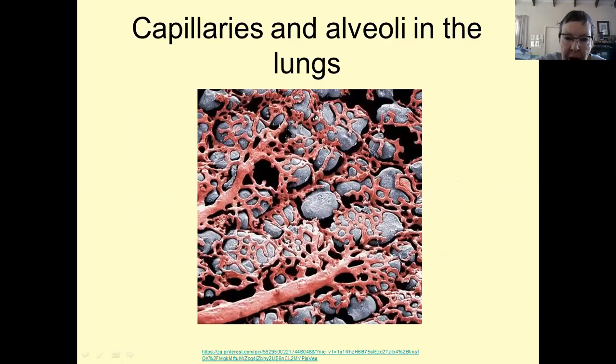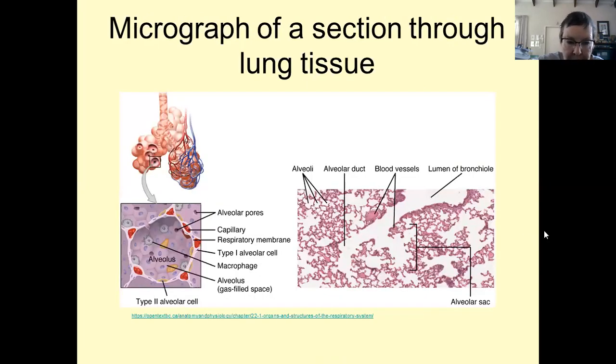This is a falsely colored electron micrograph that shows the alveoli, sort of a purple color, and then the capillary network surrounding the alveoli. Unfortunately, in the breaking and the making of this actual micrograph and the cutting of the tissue, you can see that many of the capillaries have actually broken, but it does show you how extensive the capillary network is.